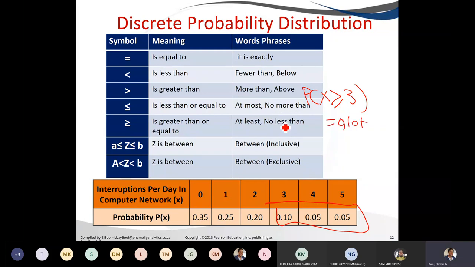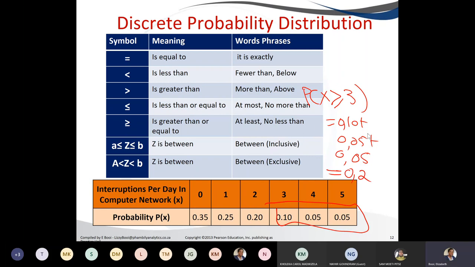So it means we're going to say it is equal to 0.10 plus 0.05 plus 0.05. And that will give us 0.05 plus 0.05 plus 0.1 gives us 0.2. And that's how you calculate the probabilities.